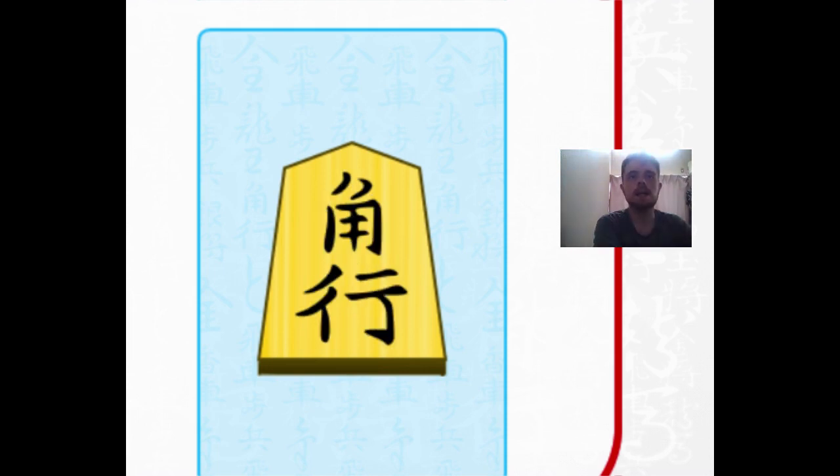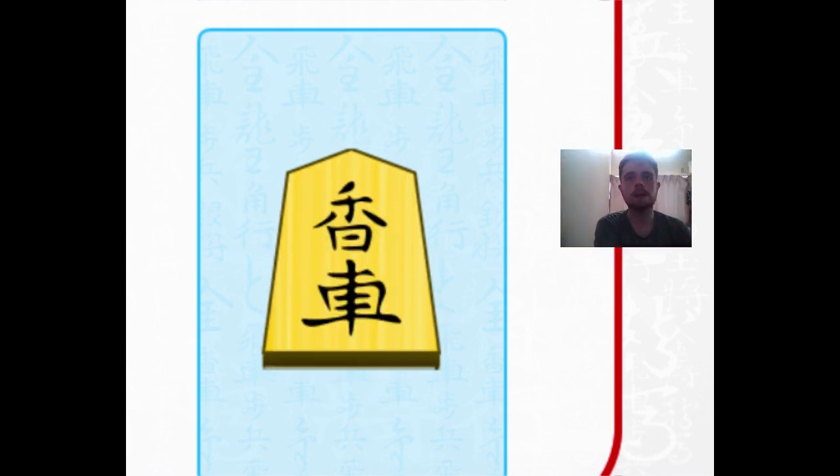This piece is the equivalent of a bishop. It is known as the kakugyo. Bishops can move diagonally in any direction, as many squares as the player chooses. And you only get one in Shogi. Okay, cool. Let's look at the next piece.